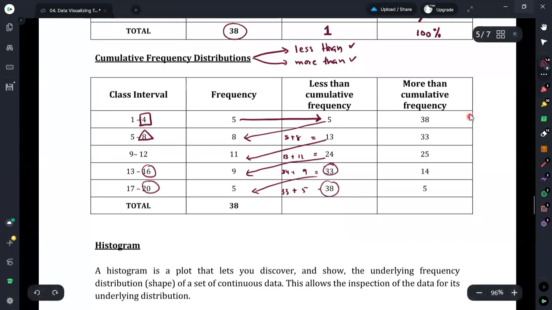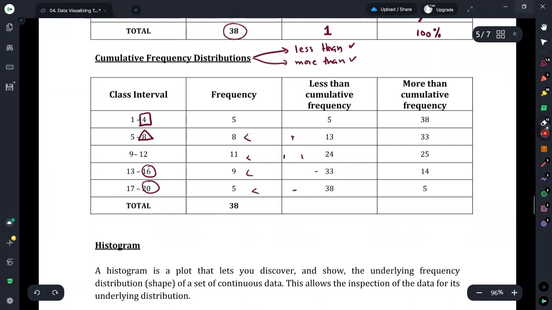To construct the more than cumulative frequency, we can start from the end. For the calculation of less than cumulative frequency, we started from the top, and to calculate the more than cumulative frequency, we have to start from the bottom.